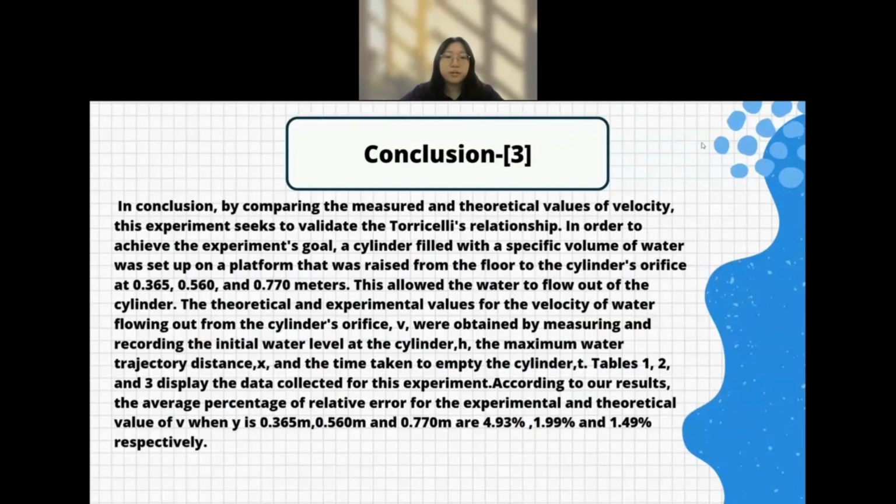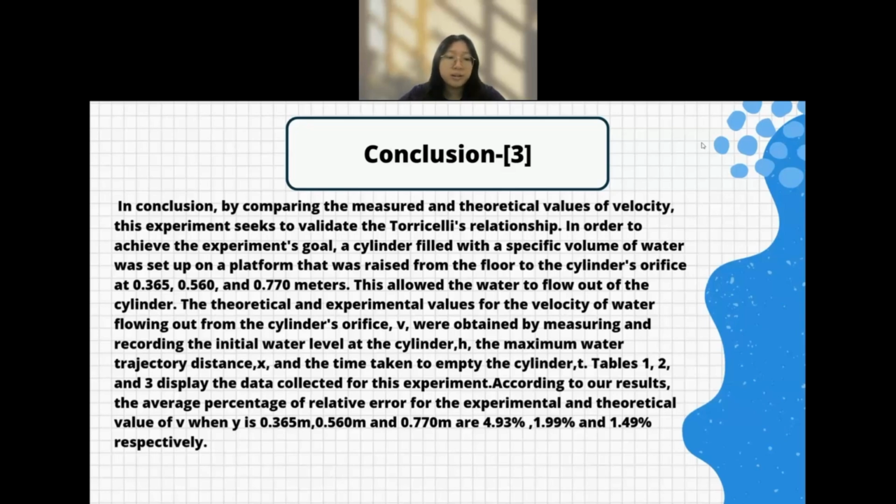Okay, so in conclusion, by comparing the measured and theoretical values of velocity, this experiment seeks to validate the Torricelli relationship. To achieve the experiment goal, a cylinder filled with a specific volume of water was set up on a platform raised from the floor, with the cylinder's orifice at heights of 0.365 meter, 0.560 meter and 0.770 meter. This allows the water to flow out of the cylinder. The theoretical and experimental values for the velocity V of water flowing out of the cylinder were obtained by measuring and recording the initial water level in the cylinder H, the maximum water trajectory distance X, and the time taken to empty the cylinder T.